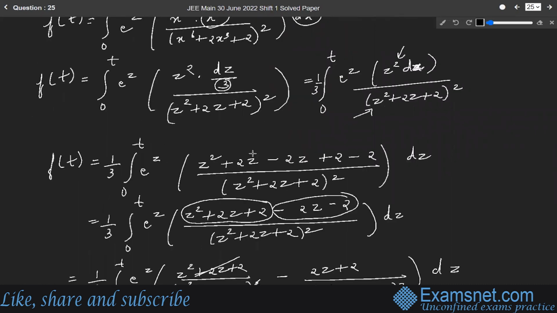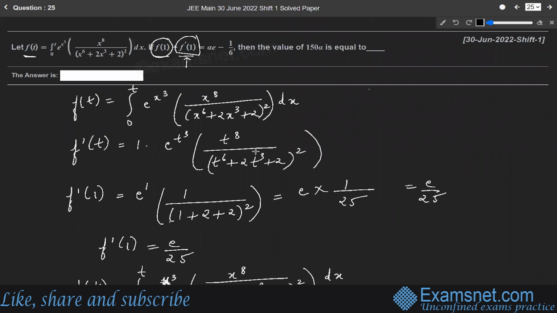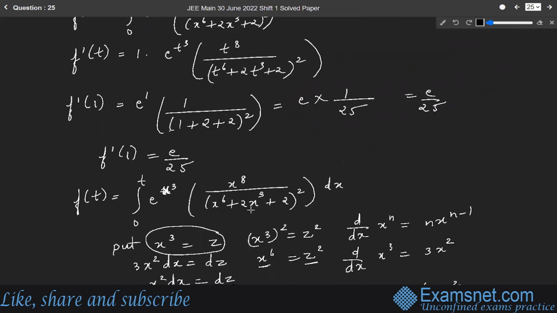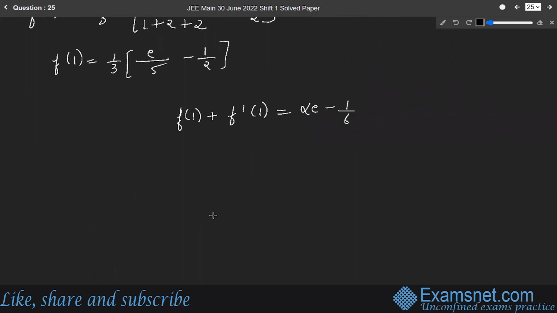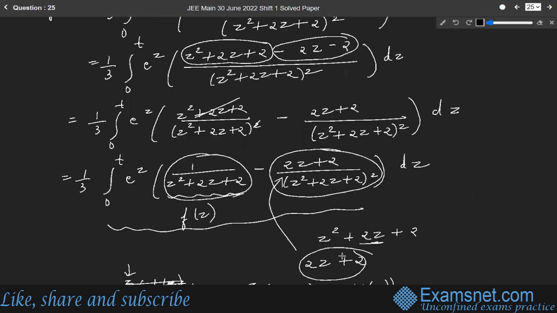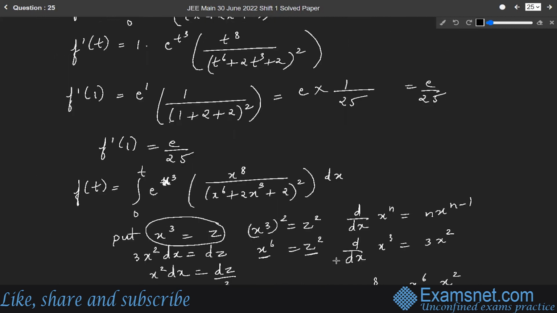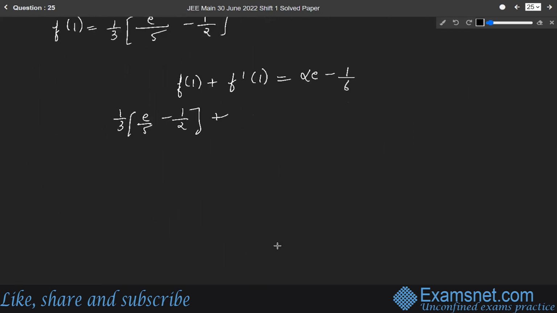Now a condition is given in the question. What is the condition? f of 1 plus f dash 1 is equal to alpha into e minus 1 by 6. So let us write the condition. f of 1 plus f dash 1 is equal to alpha into e minus 1 by 6. We have the value of f of 1. So let us put it: 1 by 3 into e by 5 minus 1 by 2, plus what is f dash 1? We have calculated the value for f dash 1, right? So what is f dash 1? f dash 1 is e by 25. So let us substitute it. So plus e by 25. It is equal to alpha into e minus 1 by 6, right?